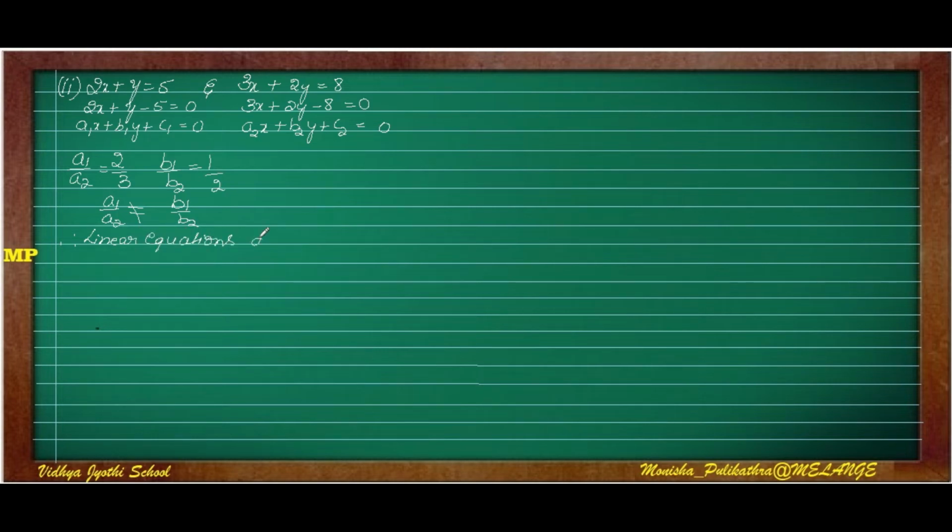Linear equations are intersecting. Hence they have a unique solution. So according to question 1, they have clearly mentioned that if it occurs as a unique solution, then we have to solve it by using the cross multiplication method.